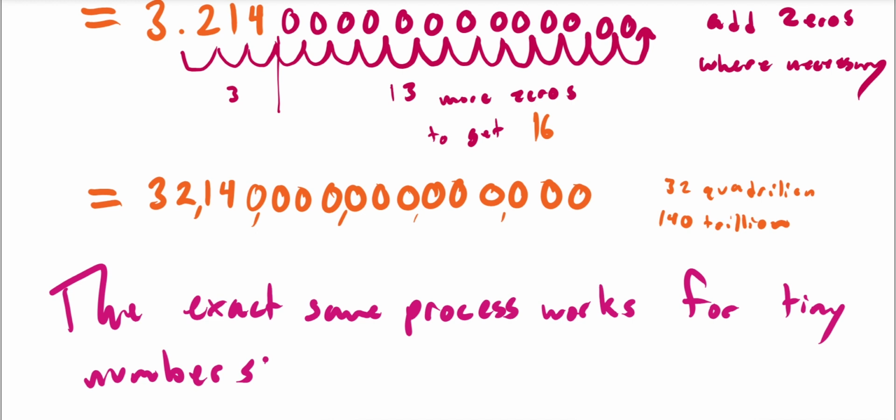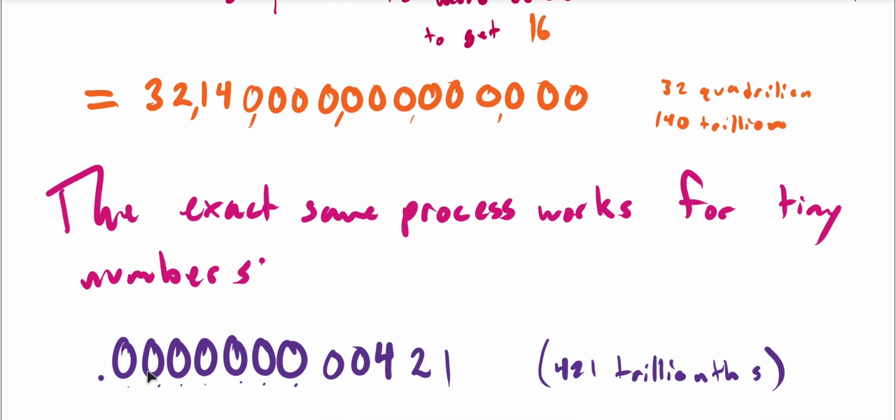The exact same process is what we would do for tiny numbers using negative exponents. Let's say I had something like 0.000000000421. This is 421 trillionths. You might notice I don't generally put the leading zero here, although if you like to, that's just fine. What matters is where the decimal place is.